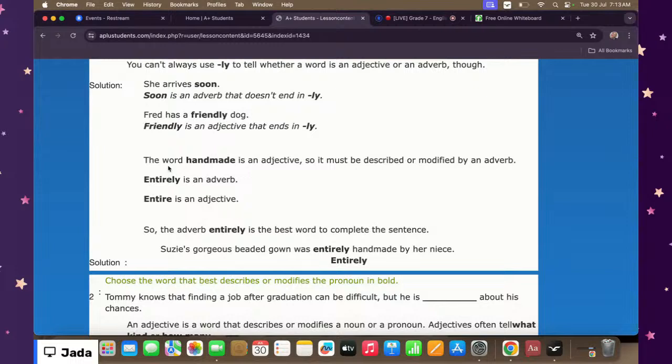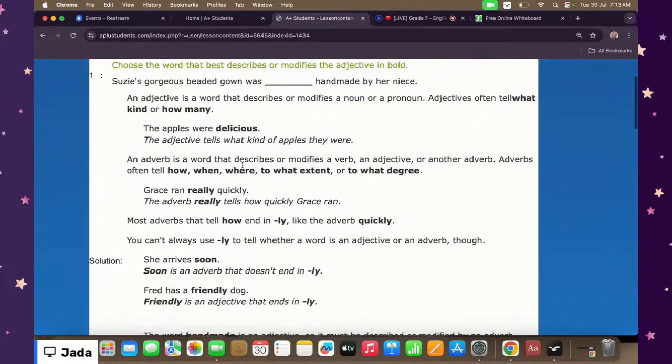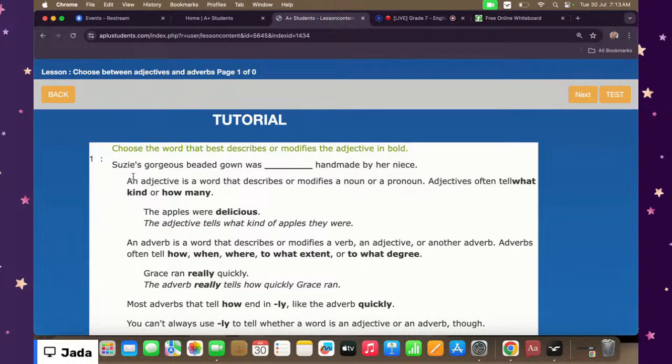Also, the word handmade is an adjective, so it must be described or modified by an adverb. Entirely is an adverb. Entire is an adjective. So that's the difference. So the adverb entirely is the best word to complete the sentence. So that's for the sentence up above here. Susie's gorgeous beaded gown was handmade by her niece.